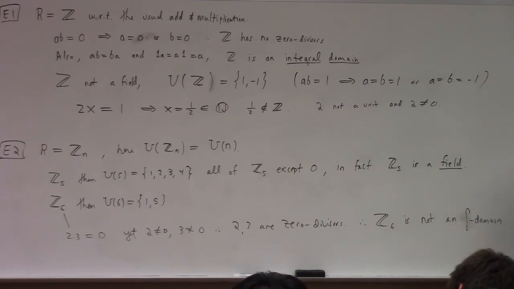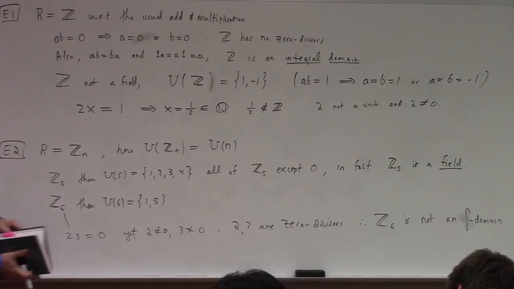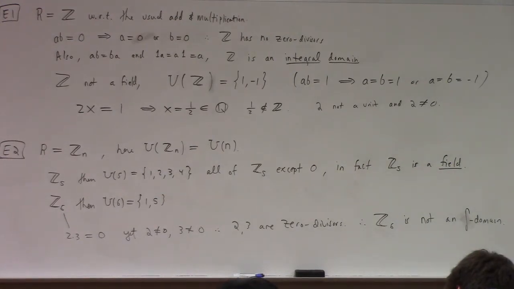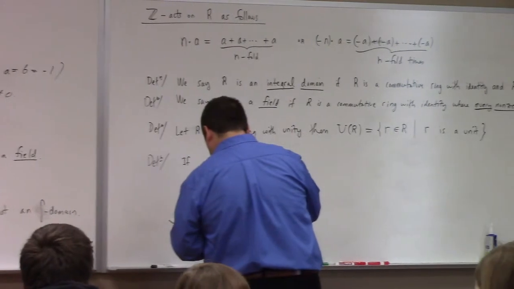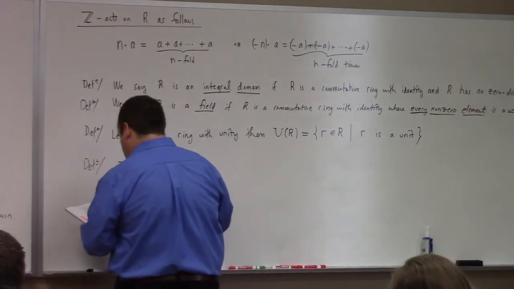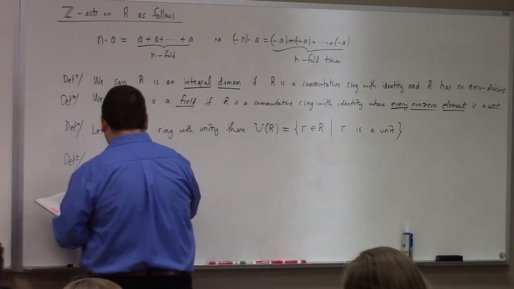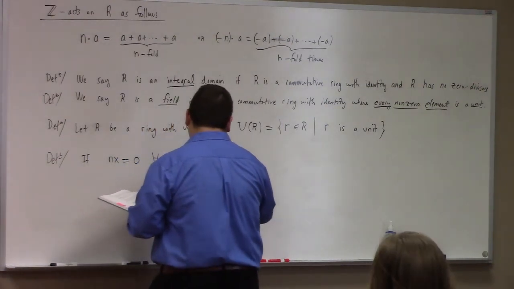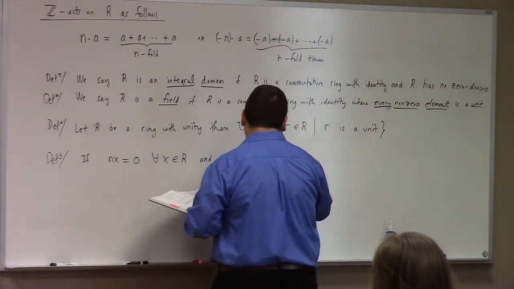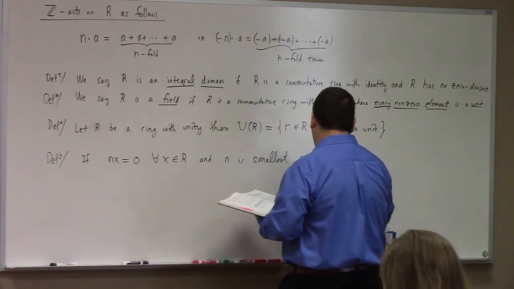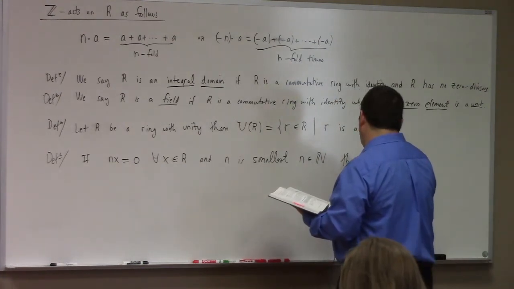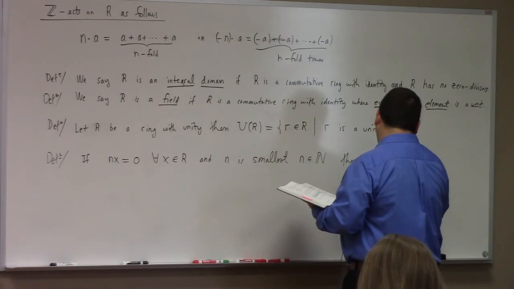Oh, another definition I should throw at you. I got to look this one up to make sure I say it right. It's called the characteristic of a ring. So this is from chapter 13. The characteristic of a ring is the least positive integer n such that nx is equal to 0 for all x in the ring, and n is smallest. If this happens, then we say the characteristic of the ring is equal to n.